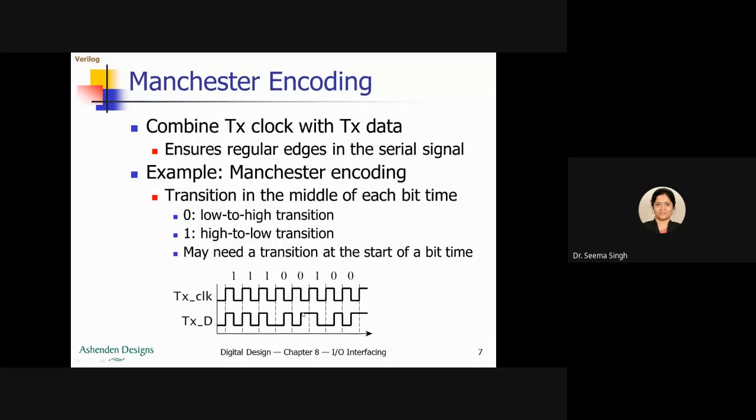So this is a new method where Manchester encoding is used for the transmission of data. You can see the transition is happening in the middle of each bit. Low to high is 0, high to low is 1. And it may also need a transition at the start bit time, so that the receiver understands and becomes ready to receive the data. So this is about Manchester coding.